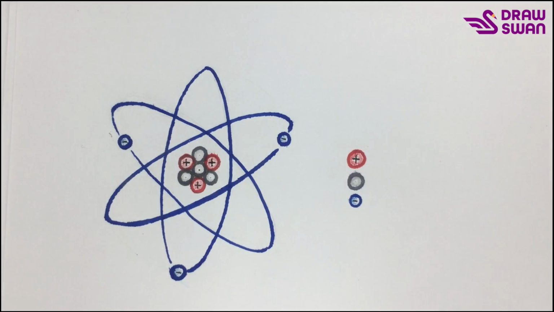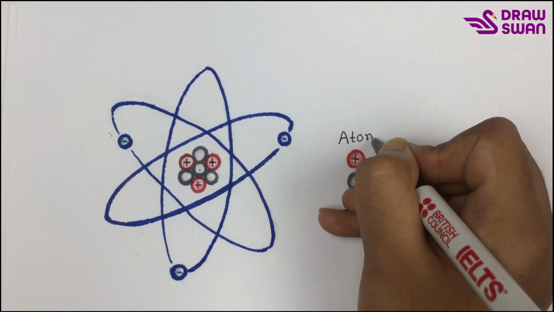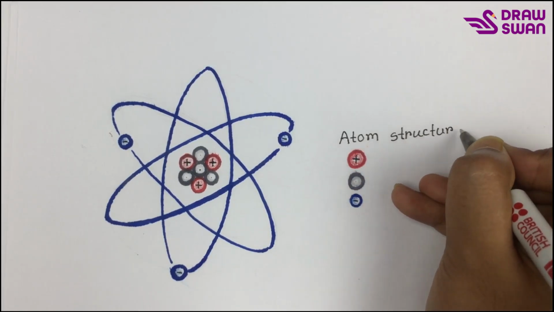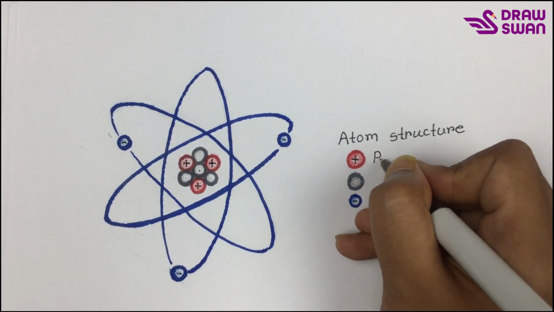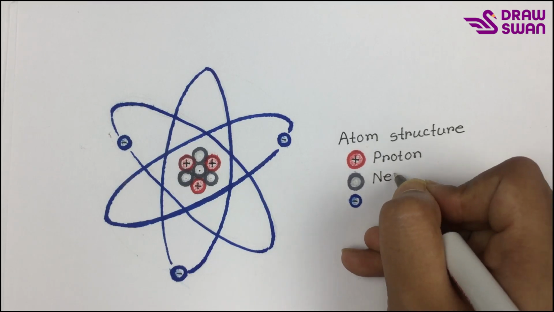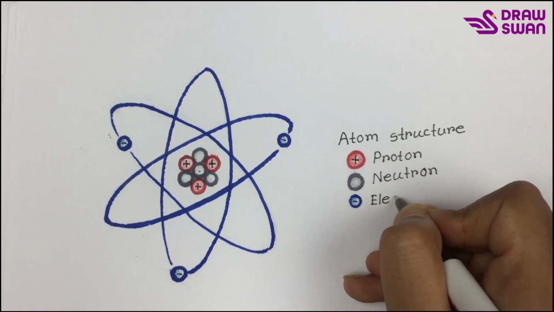Let's write its name here, atom structure. The red circles are protons, the gray circles are neutrons, and the blue circles are electrons.